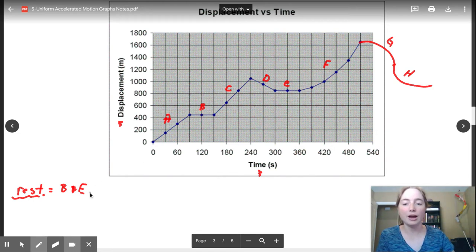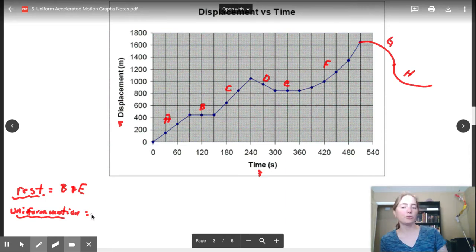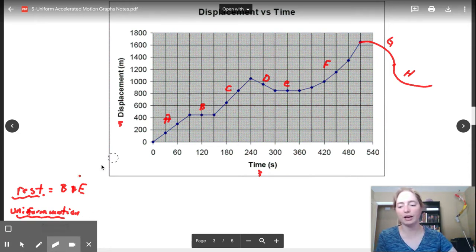And now let us go and look at uniform velocity, so constant motion. So we have uniform motion. Well, where's uniform motion on a displacement time graph here? Let's go uniform motion forward, actually, because we have to have direction as well.